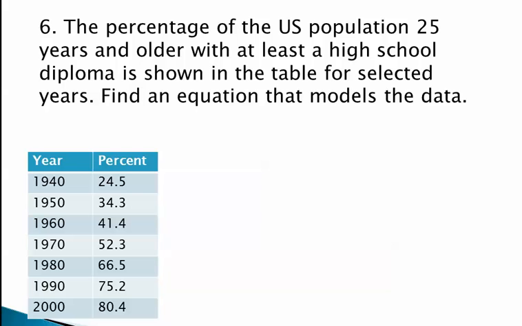And the last example: the percentage of the U.S. population 25 years and older with at least a high school diploma is shown in the table for selected years. Find an equation that models the data. Well, basically we can think of each one of these as an ordered pair. Year representing x, percent equaling your y.